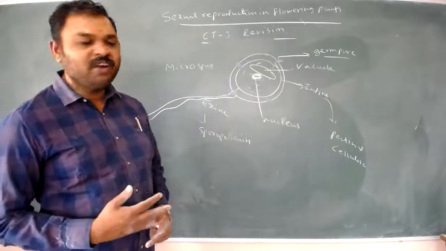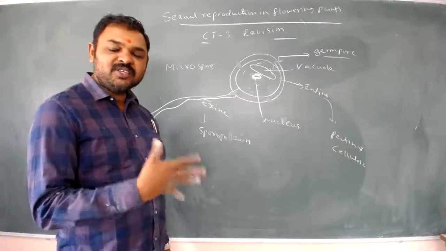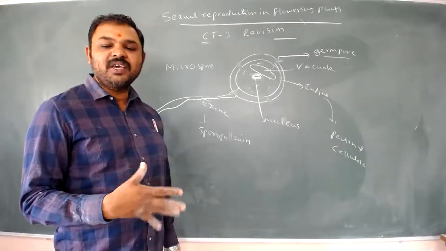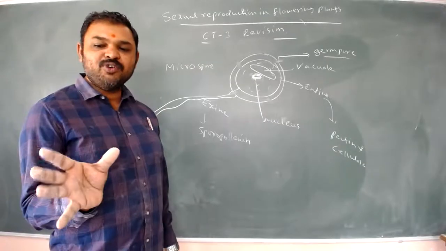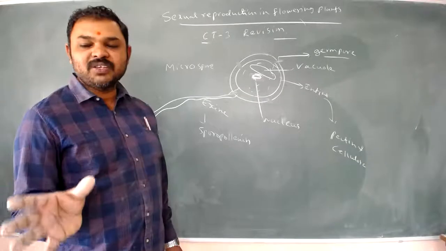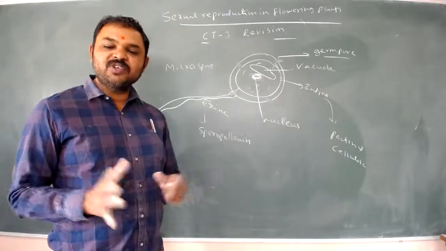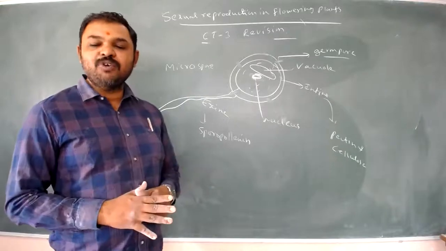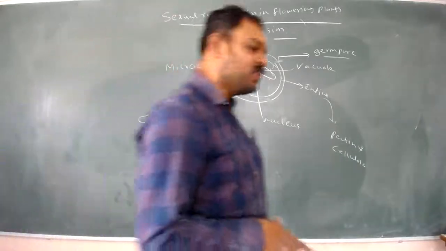And one more thing, how is it going to develop? This is a pollen grain representing the male gametophyte of the angiosperm life cycle. What is the gametophyte stage? Gametophyte in angiosperm plants is represented by which stage? The pollen grain. The answer is pollen grain. So how is this pollen grain developing?